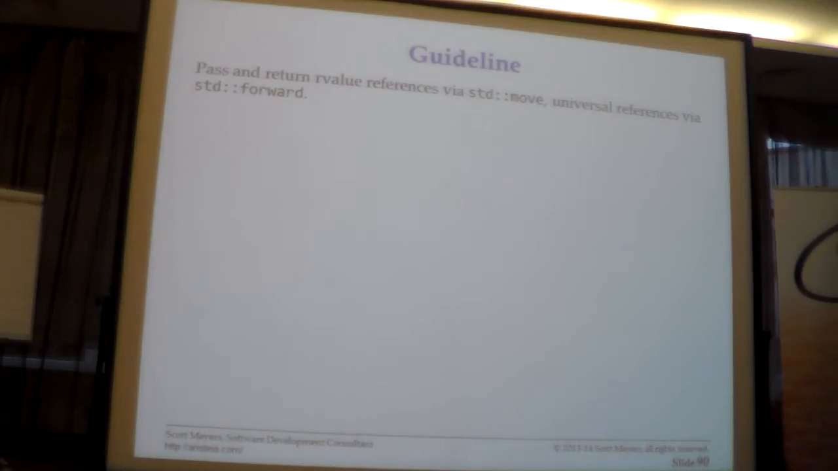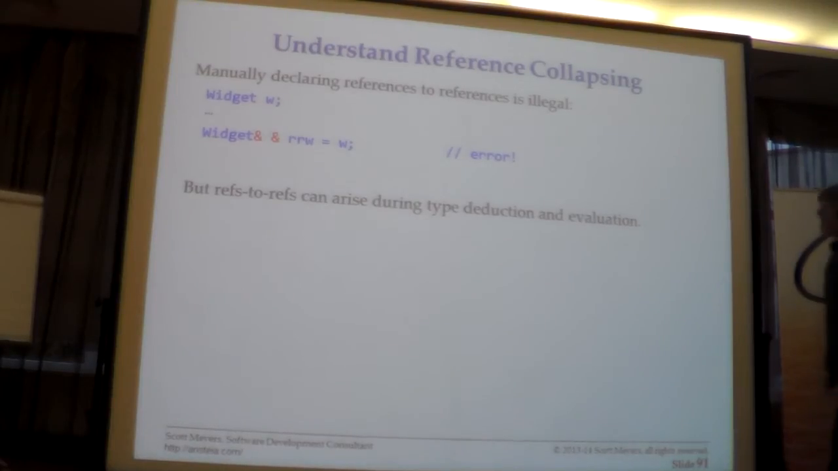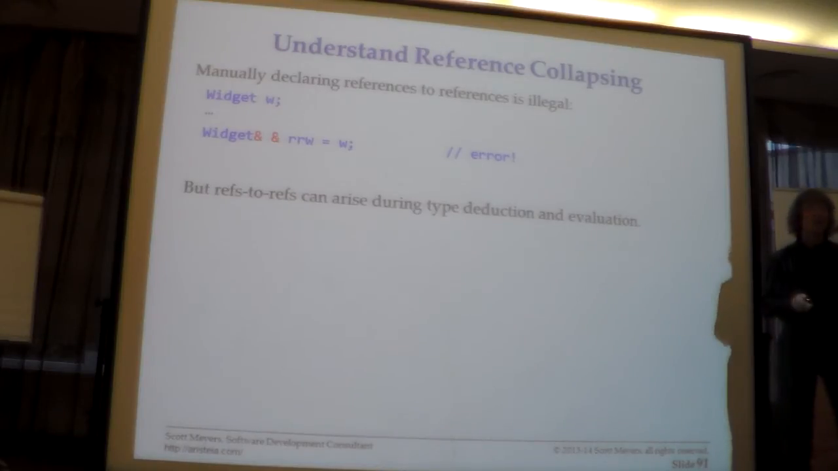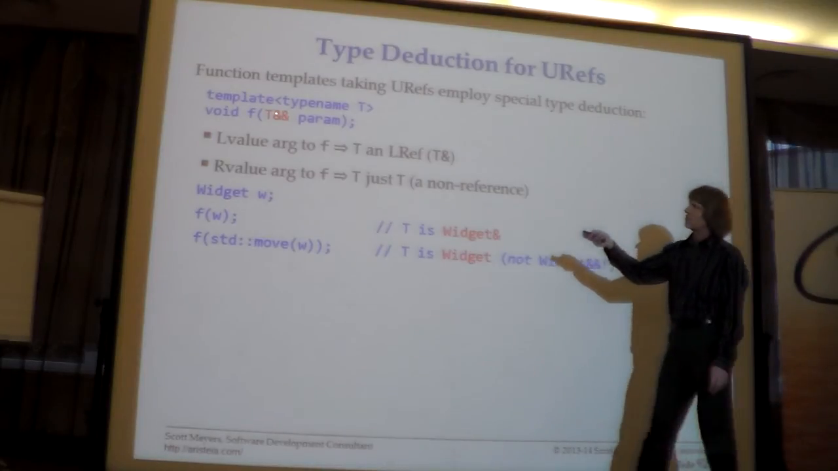What I want to do now is talk about the actual technical underpinning that makes everything work. And that is to understand reference collapsing. We will start with the observation, you cannot declare a reference to a reference. If you try to say widget ref ref, this will not compile. You are not permitted to declare references to references. However, I can have a reference to a reference arise during type deduction. As an example, here's a universal reference.